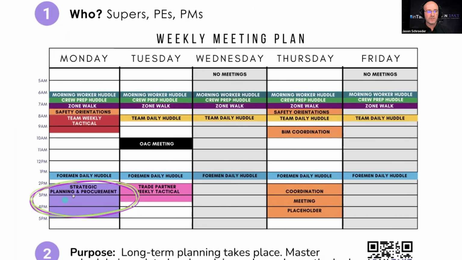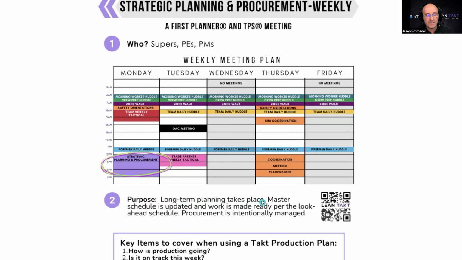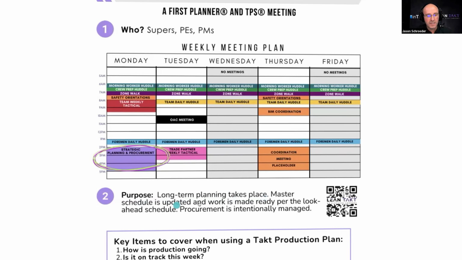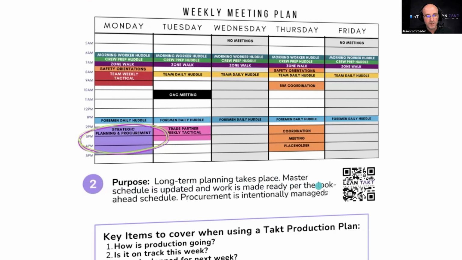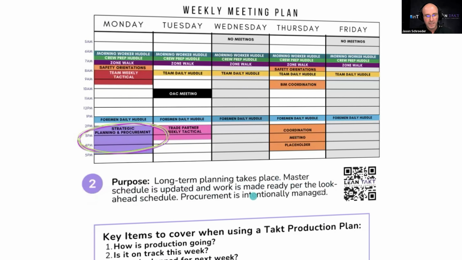And you can either, if it's a smaller job, loop this into your team weekly tactical, or if it's a bigger job, it can be separate. The bottom line is we don't want to waste people's time. But the team weekly or the strategic planning and procurement meeting is where long-term planning takes place. Your master schedule is updated and work is made ready per the look-ahead schedule. And procurement is intentionally managed.